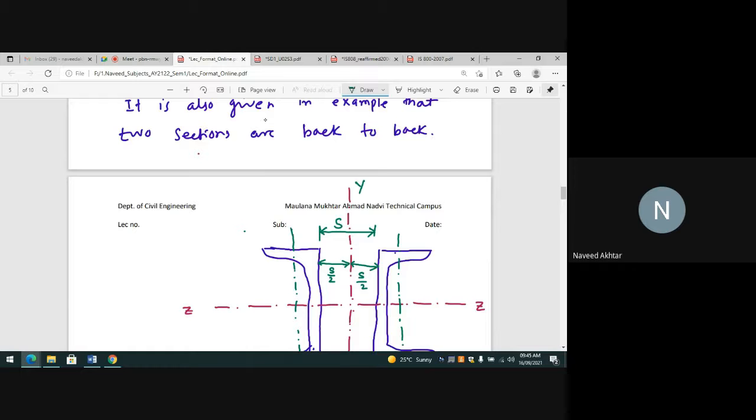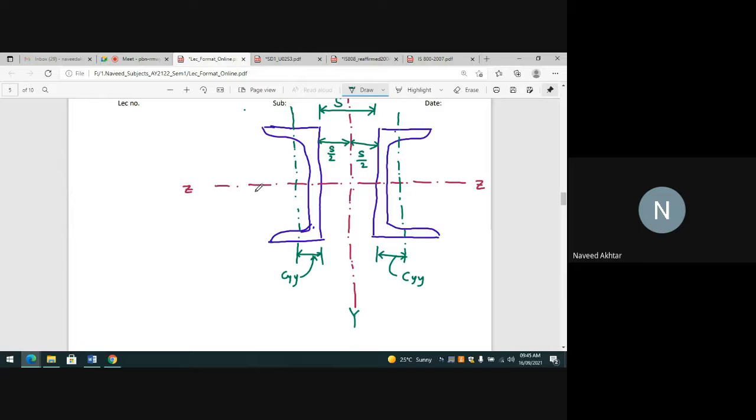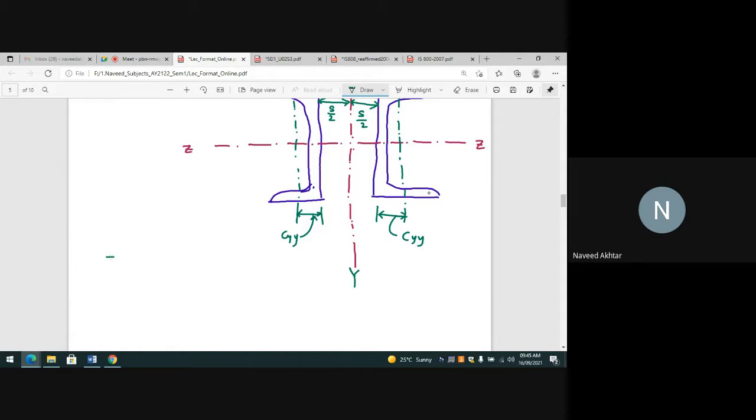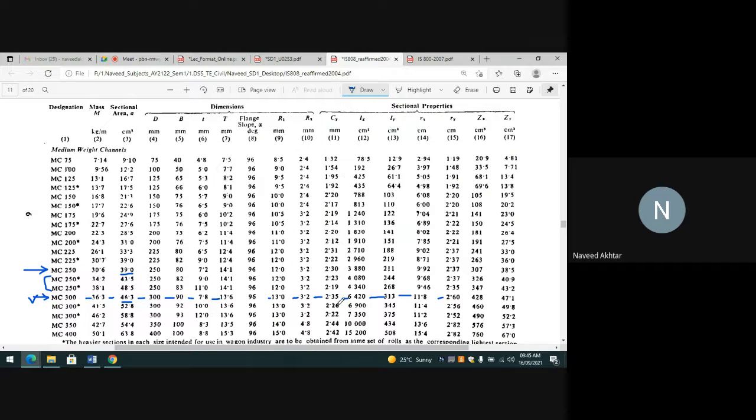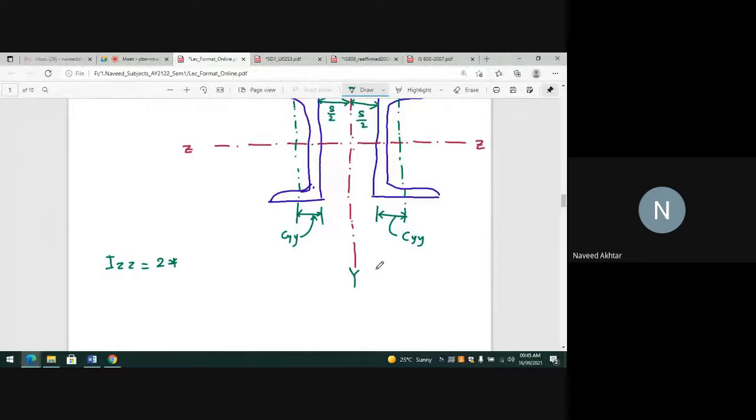So the ZZ axis coincides. IZZ is equal to 2 times IGZZ. So 2 times the IXX or IZZ given in this example, where IXX is 6420. So that is 2 times 6420 into 10⁴ mm⁴.